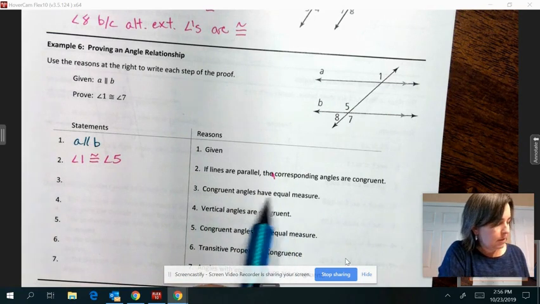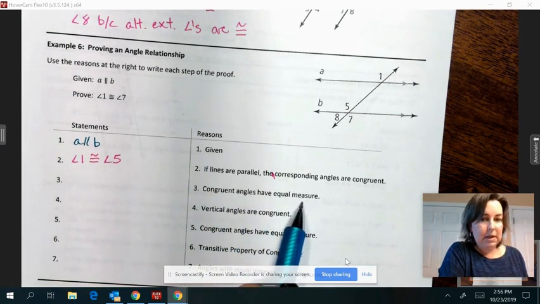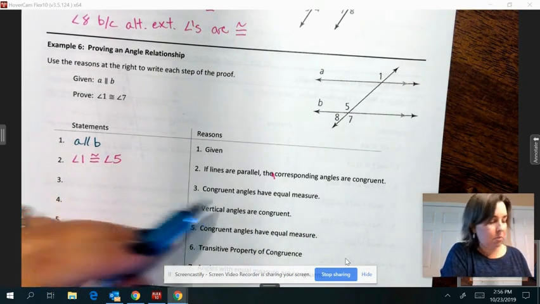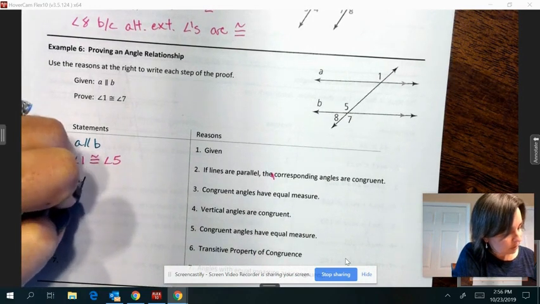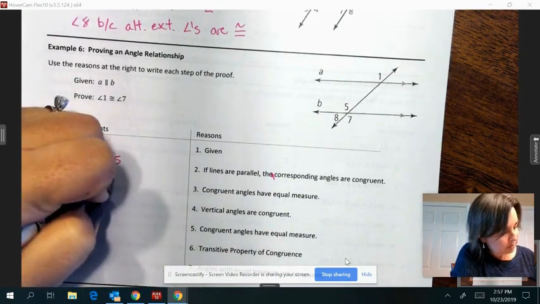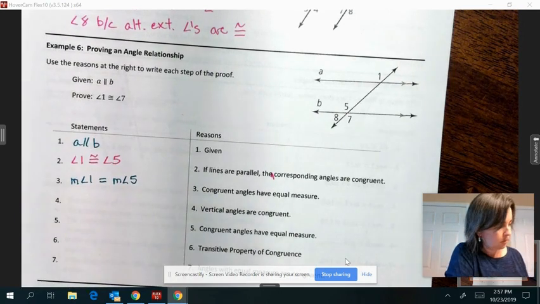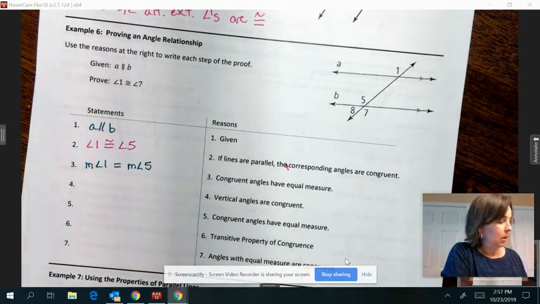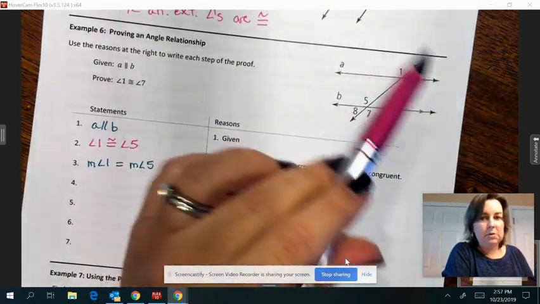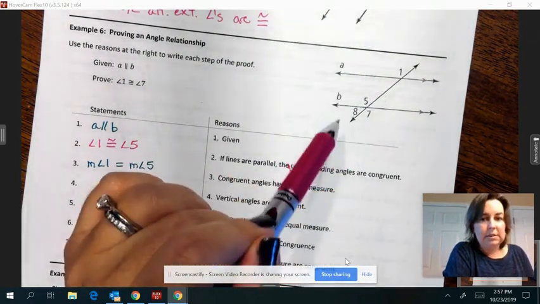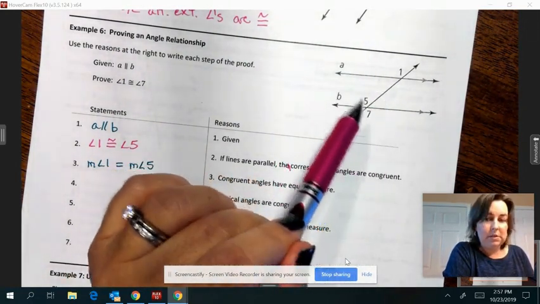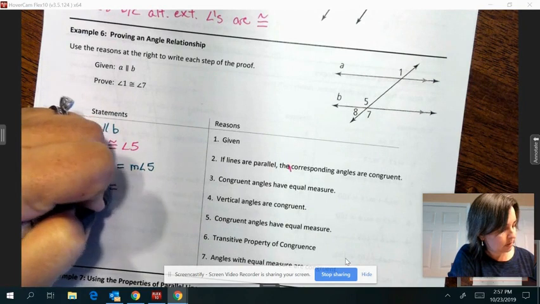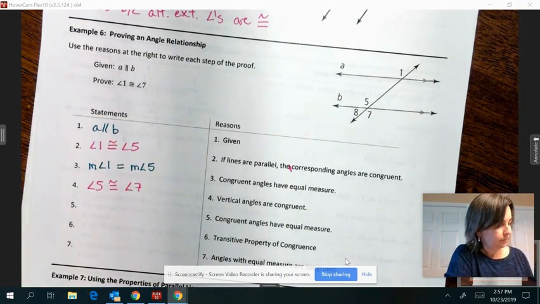Okay. Now it says congruent angles have equal measures. That's the definition of congruent angles. Well, we have congruent angles here, so now they're saying they have equal measures. So to write it that way, we'd say the measure of angle 1 equals the measure of angle 5, because they have to have the same measure. Okay, then this one says vertical angles are congruent. So in this picture, there's only one set of vertical angles that are marked. In this grouping here, the angles that are opposite each other in an X are 5 and 7. So angle 5 is congruent to angle 7.